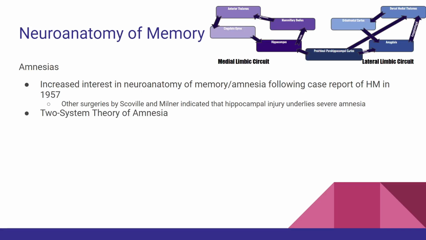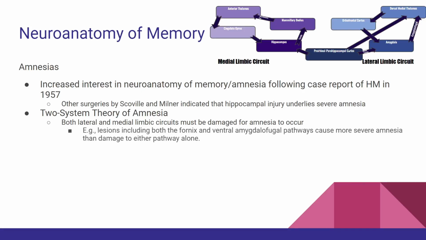There's a two-system theory of amnesia where both lateral and medial limbic circuits must be damaged for the amnesia to occur. So what they've found is that if both pathways are damaged, people will present with much more severe amnesia symptoms than if only one of the pathways is damaged. They also found that structures within each memory pathway are highly interdependent, but that there's some redundancy between both circuits. So damage to one can be made up for by having the other circuit functioning.